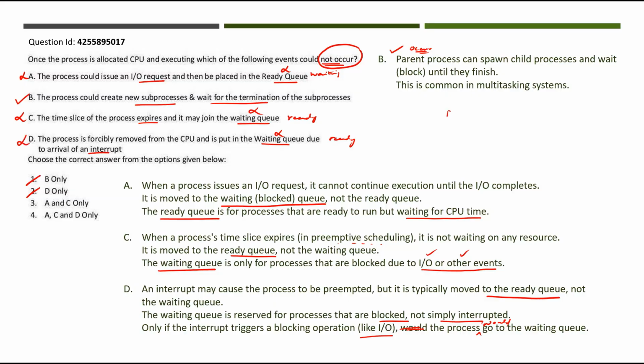So just for clarity, I am writing B will occur. A, C, D will not occur. The question is about which will not occur. So we can even rule out option 3 because A, C, D are involved here. Option number 4 will be the right answer. So understand, when there is an I/O request, it will enter the waiting queue. When the time slice expires or when there is an interrupt, both will be taken to the ready queue and not the waiting queue. Next question.